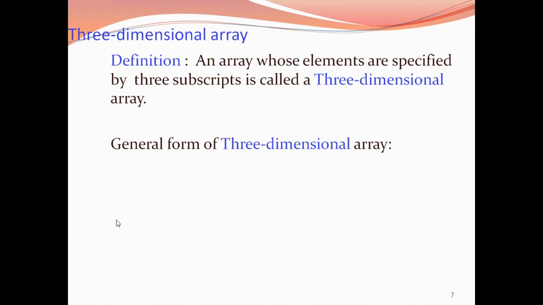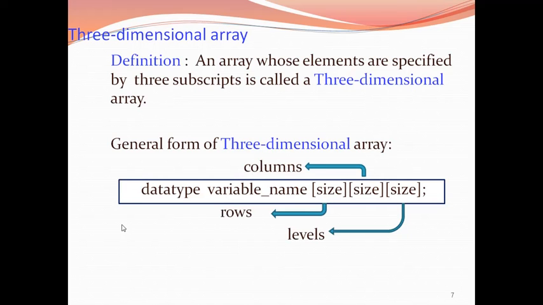A three-dimensional array is an array whose elements are specified by three subscripts. The syntax of the three-dimensional array is data type, then the array name, with three subscripts. The first subscript indicates the number of rows, the second subscript indicates the number of columns, and the third subscript indicates the number of levels of two-dimensional arrays.